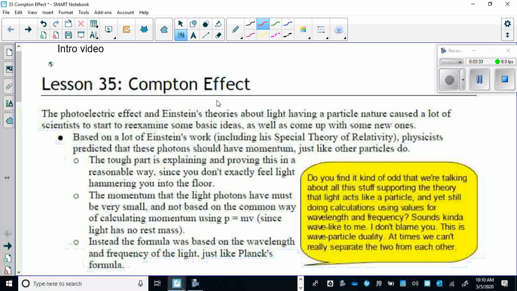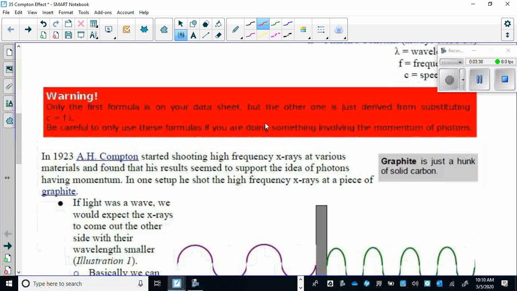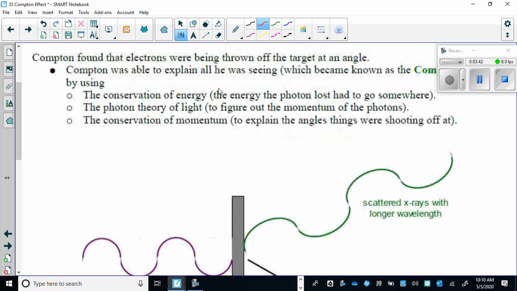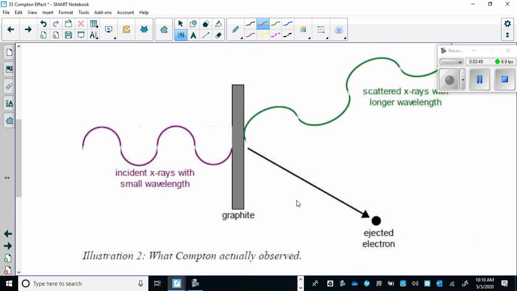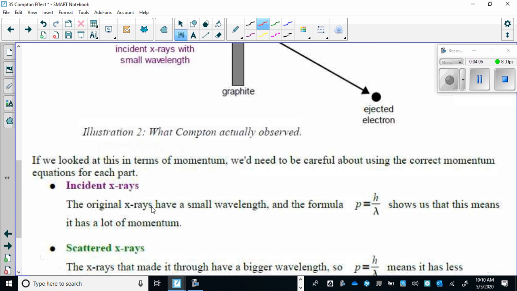Okay, and you can go over the details of his experiments. Here's his formula right here. Page 2 goes through the explanation, talks about the conservation of energy, the photon theory of light, the conservation of momentum. And so here's what happened. You've got an incident X-ray, hits the graphite, bounces off at a different angle, has a longer wavelength, therefore less frequency, therefore less energy. Where did that energy go? It went to giving this ejected electron some energy.